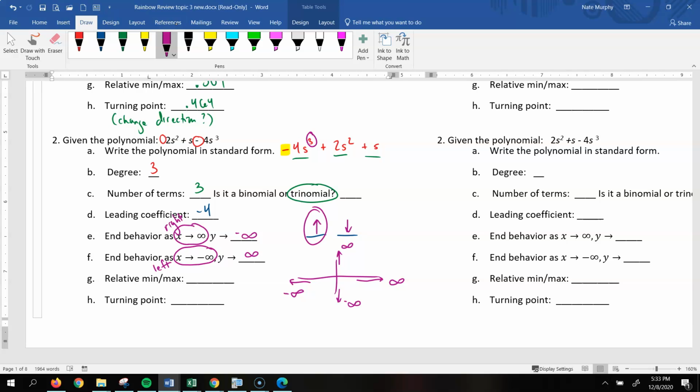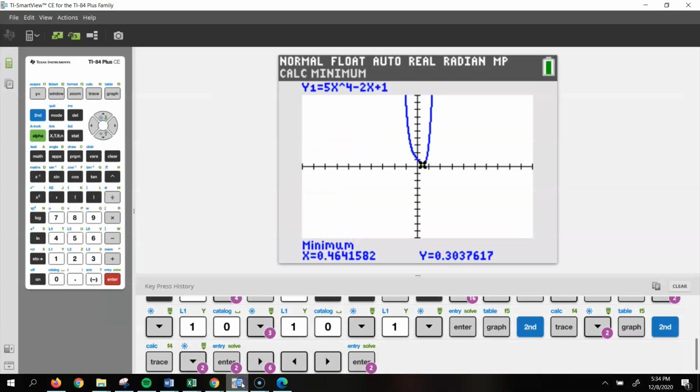Now let's look at the relative minimum or the relative maximum for this one. This one's actually unique because it has 2 points where it changes direction. So let's look at the graph so you can see what I mean here. First, let me go in here.